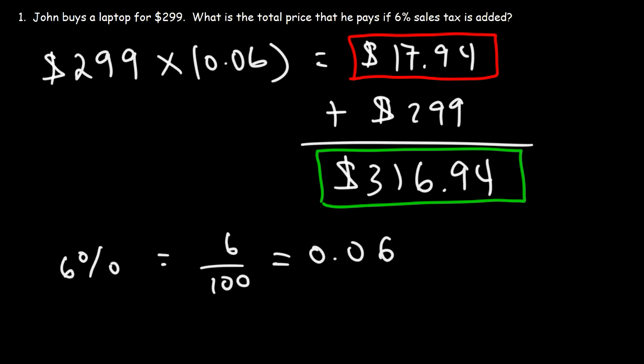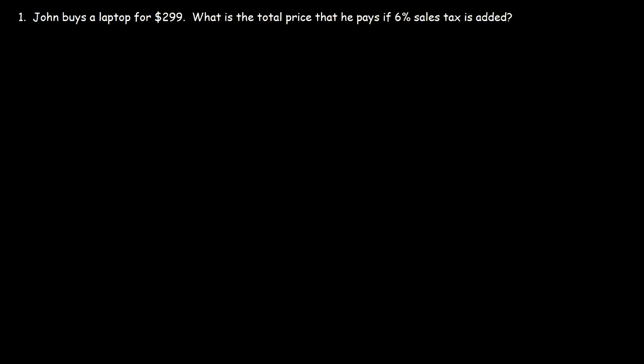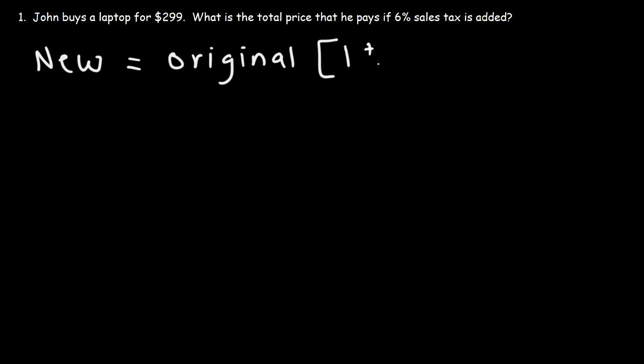Now it turns out that there is an easier way to get the same answer. At least it's easier in my opinion. And let me give you the formula, because this formula will help you to solve more complex problems, as you'll see shortly in this video. The new price is equal to the original price multiplied by 1 plus or minus r. Now r would be the percentage. When dealing with sales tax, r is positive because you're going to pay more than the original price.